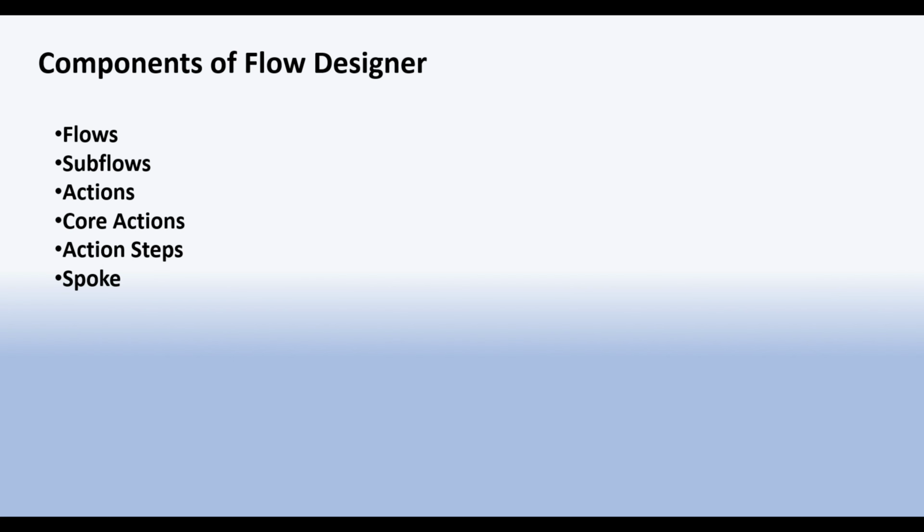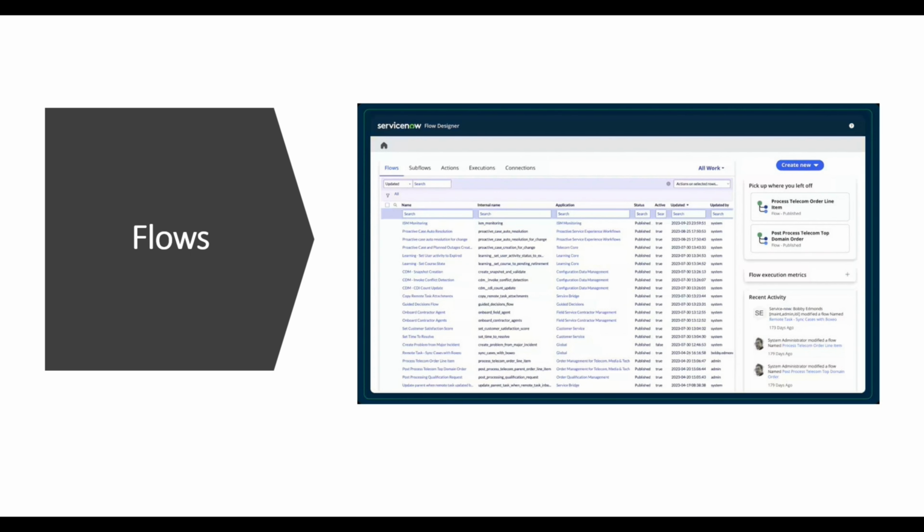Flow is similar to workflows. A flow is an automation process, a sequence of actions and a trigger, right? It automates the business logic for a specific application or process. On the screen you can see that the flows are there, so many flows have been created, right?